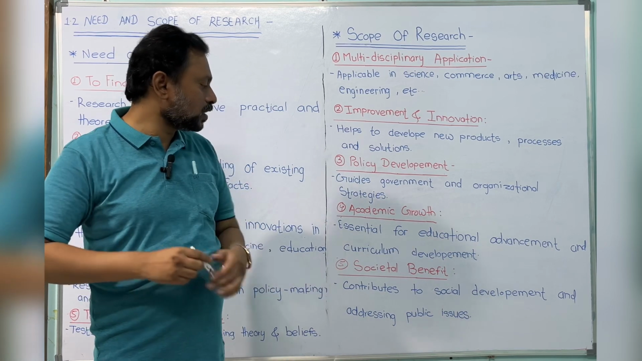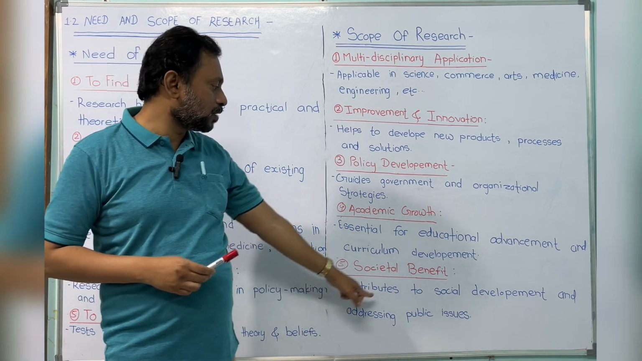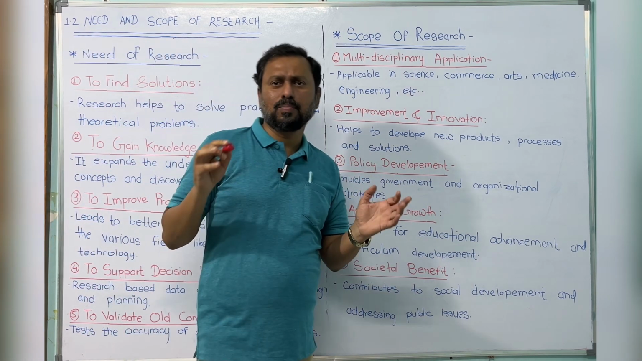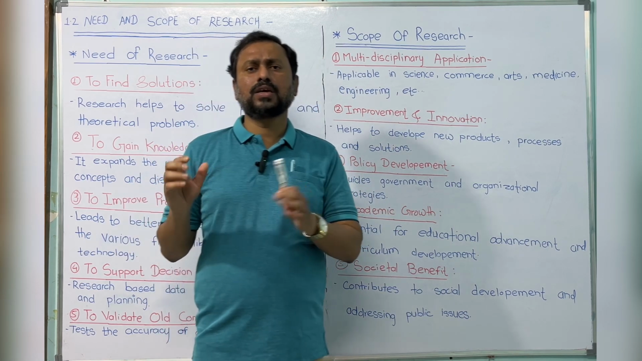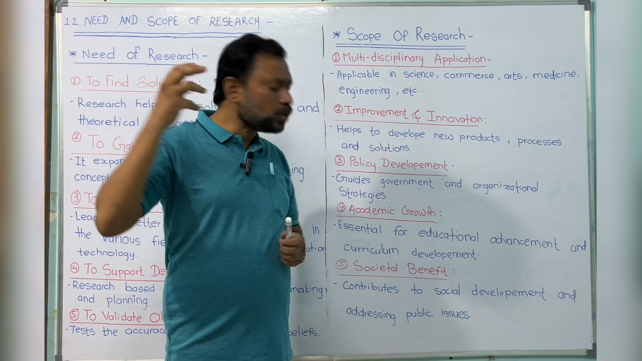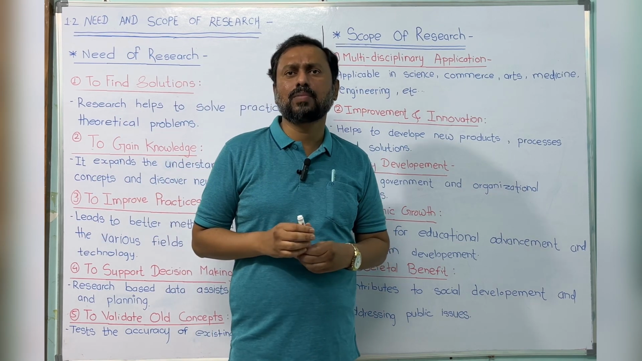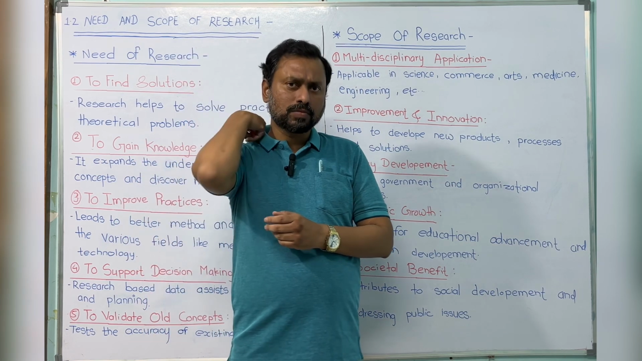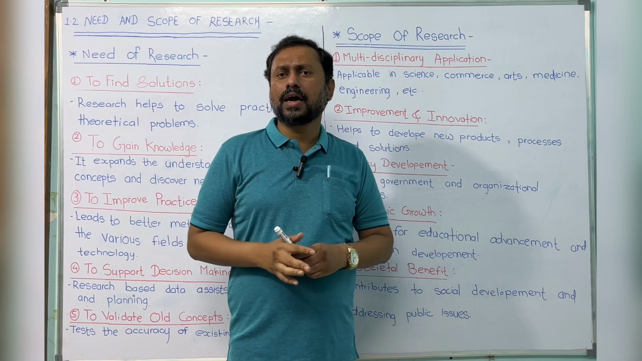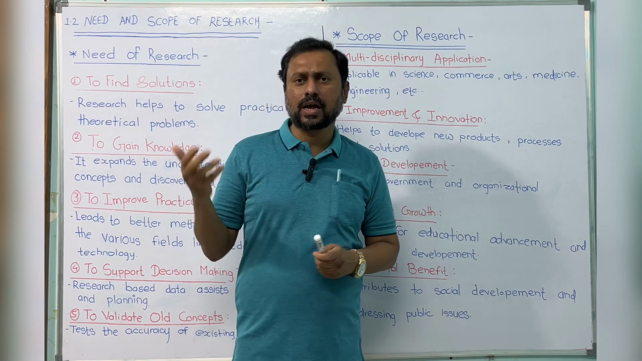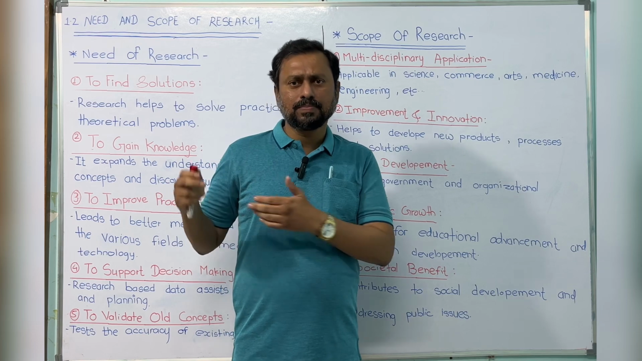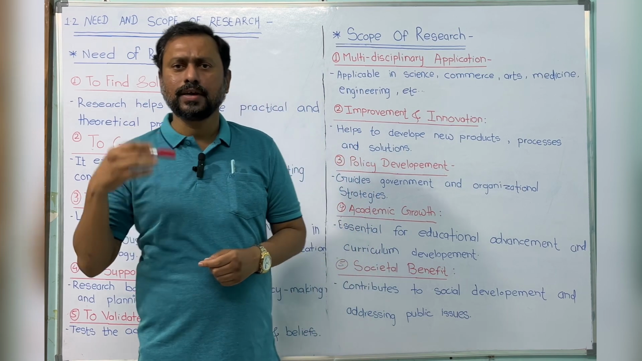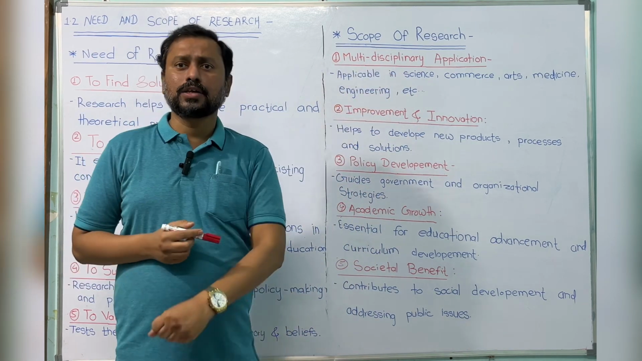The last one is social benefit. Social benefit is contributing to social development and addressing public issues. There are different common public health issues, and how can we solve these? We can take a very good example, Madhumeha, diabetes, which is nowadays very common. India is the capital of diabetes. Simply by adopting our dinacharya and rutucharya, that is our daily regimen and seasonal regimen, can we solve those issues? That also we can find the solution for only after research.